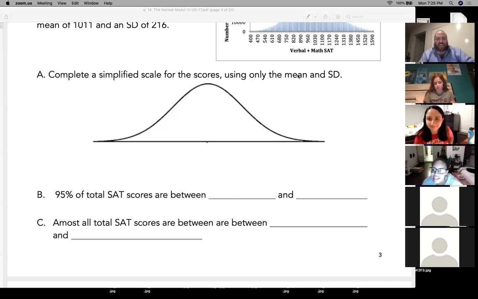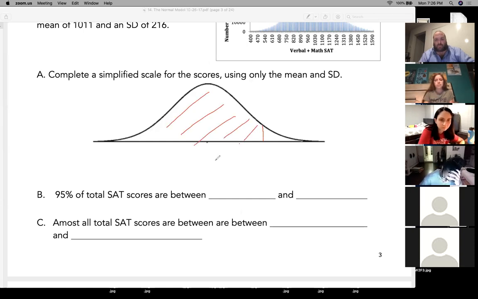So where exactly on this display, approximately at least, would a score be if you scored in the 84th percentile? Would it be somewhere on the left, middle, moderate right, or far right? Moderate right, yeah. It would be somewhere over here, right? Because we want 84% to be to the left of it.